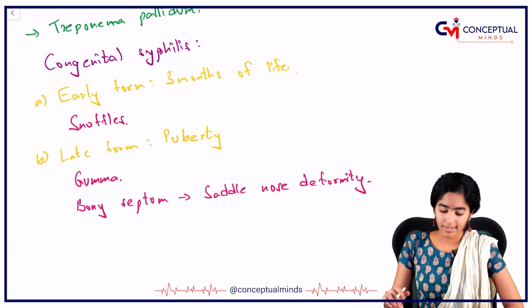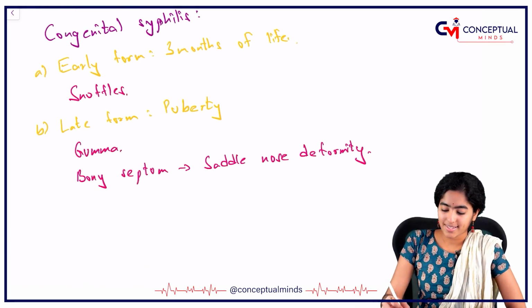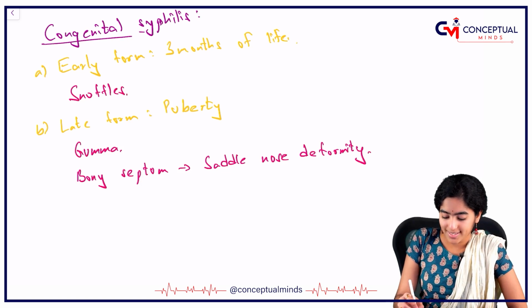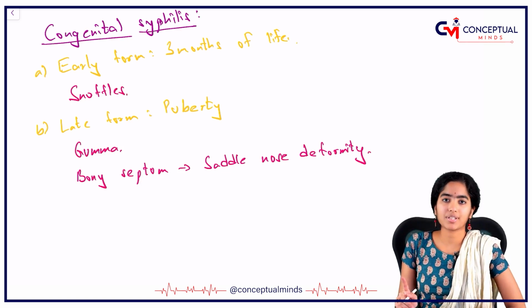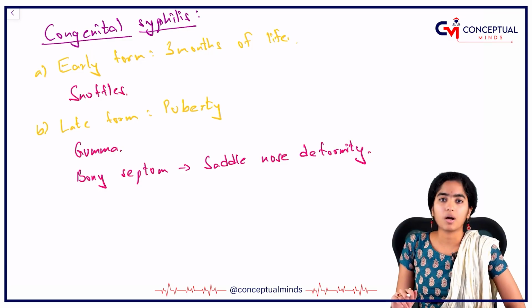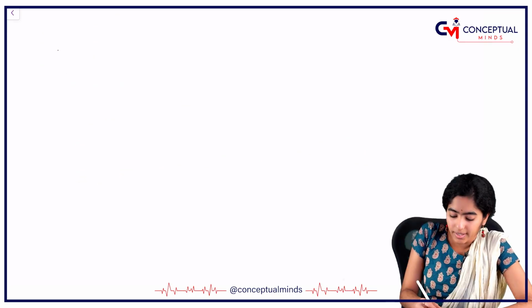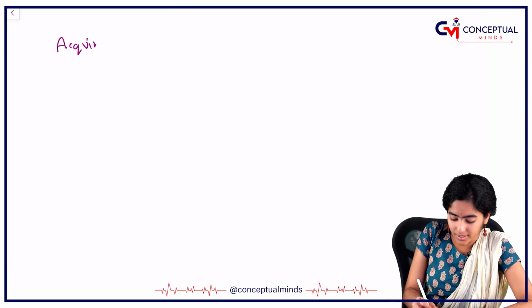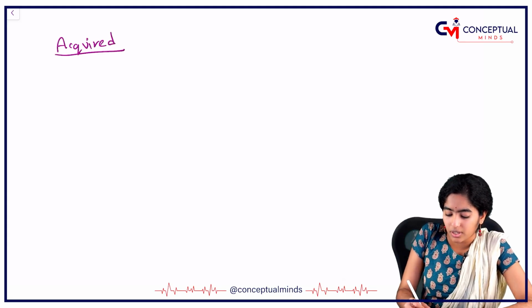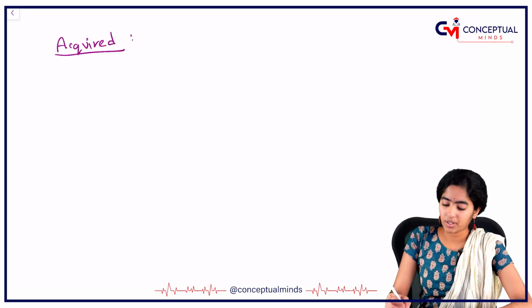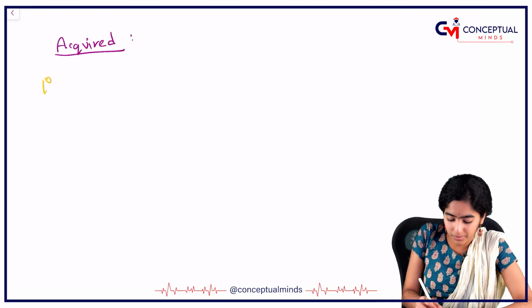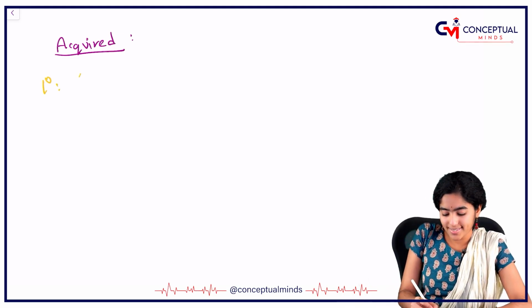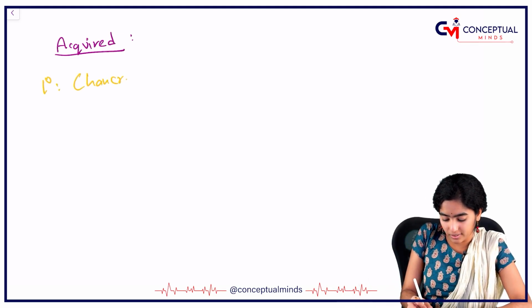So let us now look at the acquired syphilis. This is about congenital syphilis. The two features, one is snuffles in the early stage and then gumma formation in the late stage. In the acquired type of syphilis, we have 3 stages. The first stage is the primary stage. The primary stage manifests with a chancre.